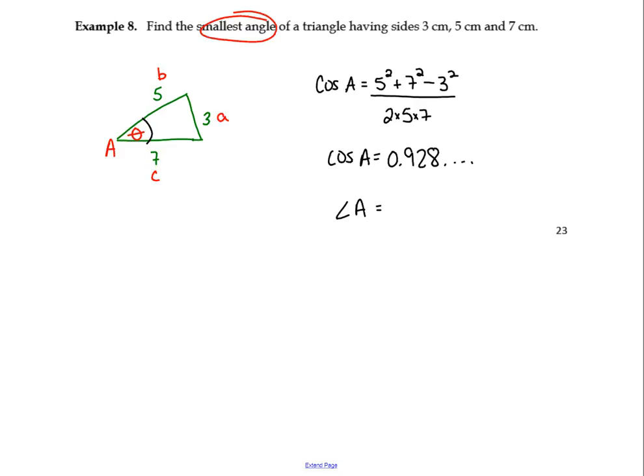What'd you get, to the nearest degree? 22. You should have 22.